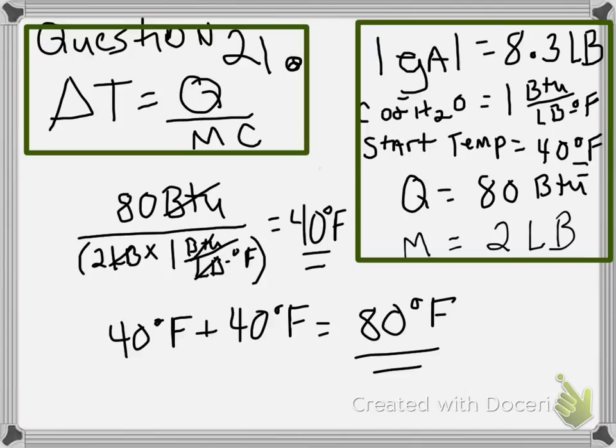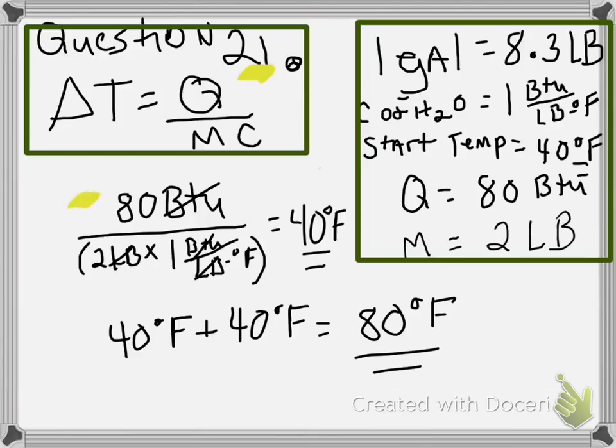So what we have here is the question itself, 21, and we're going to be using change in temperature, which is equal to Q divided by the mass times the specific heat. Some of the info I had to look up was the specific heat of water, which is 1 BTU divided by a pound degree Fahrenheit. The start temperature from the word problem is 40 degrees Fahrenheit, the Q is 80, and the mass is 2 pounds. So then I'm just placing it into my equation.